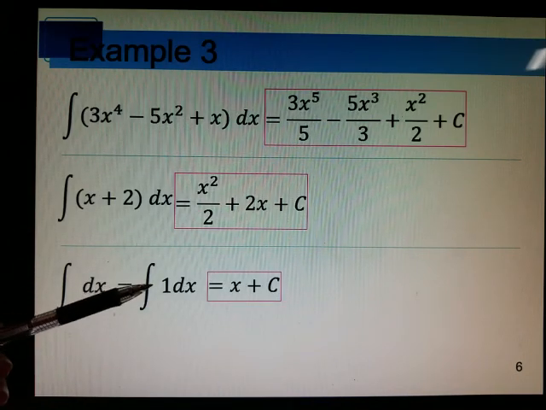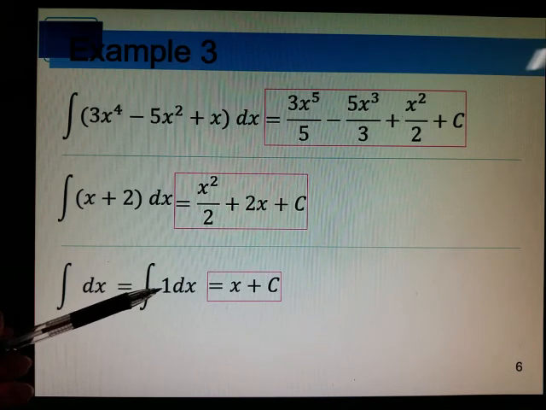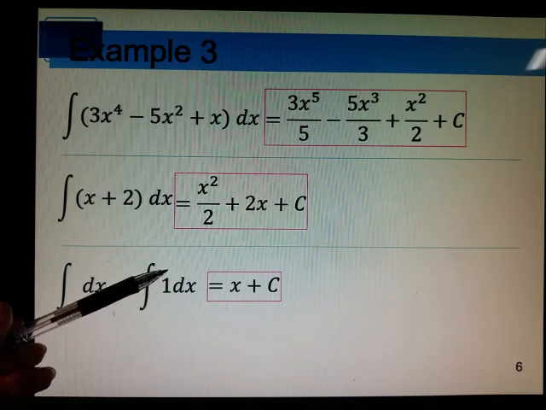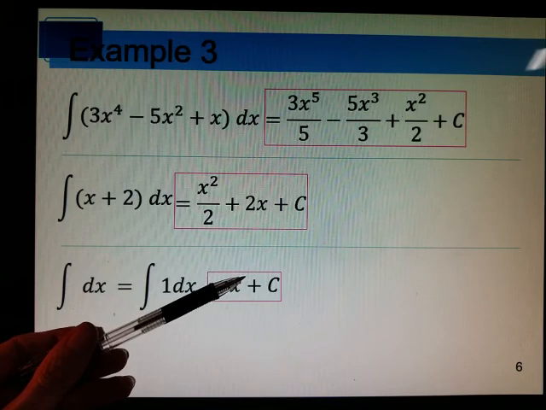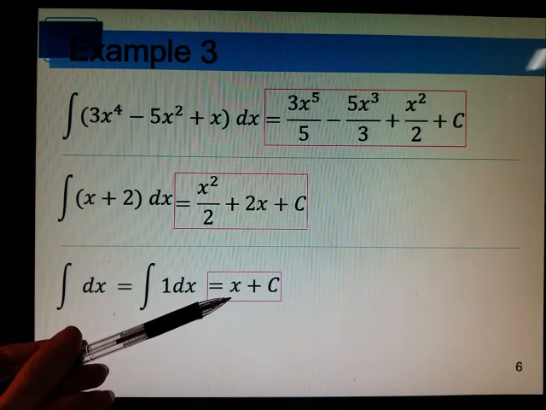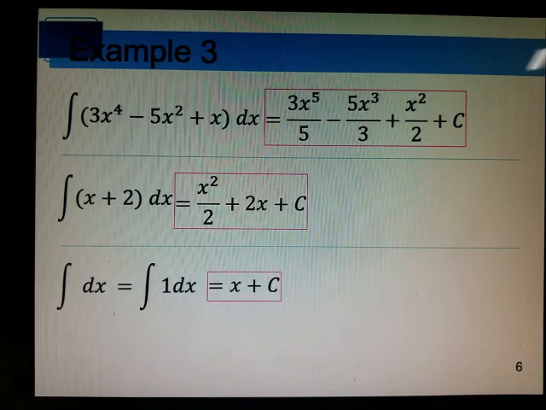So again, this is x to the 0. Actually, 1 is any x to the 0. So if I have x to the 0 and I add 1 to it, it's x to the first divided by that 1. That's your x. Derivative of any constant is 0.